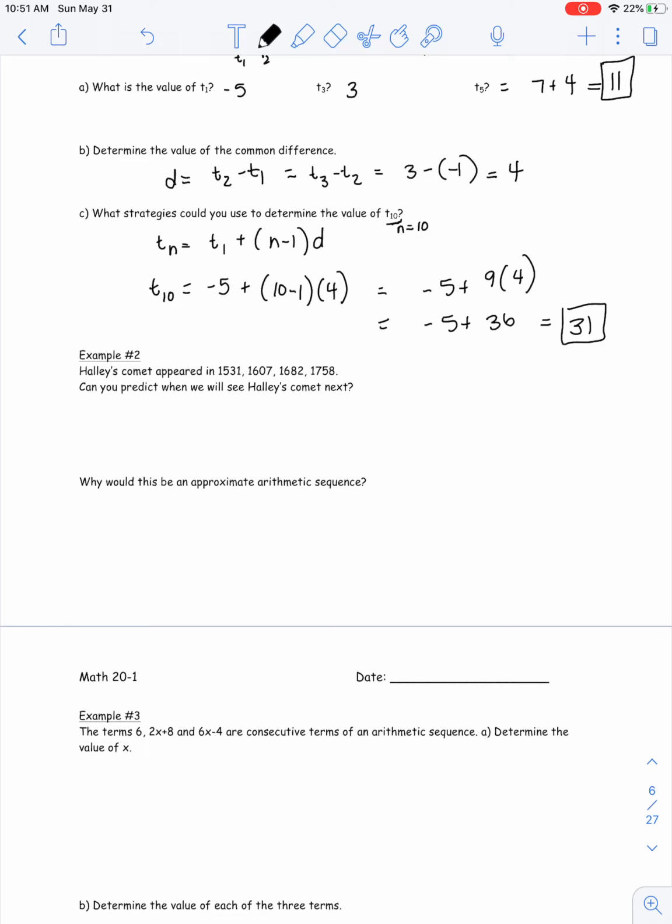Example number 2, they're giving us Halley's Comet. So if you were to subtract term 2 and term 1, you would actually get that the common difference is 76 at first. And then if you took term 3 and term 2, it's adding 75. And then term 3 to term 4, you're adding 76. So this is not a real arithmetic sequence. An arithmetic sequence is when you're adding the same number each time. So this one, it's an approximate one because the common difference changes.